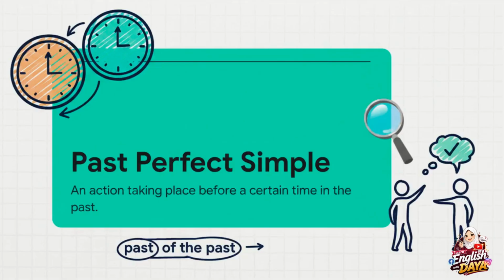Now, officially, this describes an action taking place before a certain time in the past. But honestly, you just need to remember one simple phrase. It is the past of the past. That's literally it. It's just a little time machine that tells us which action is the oldest.